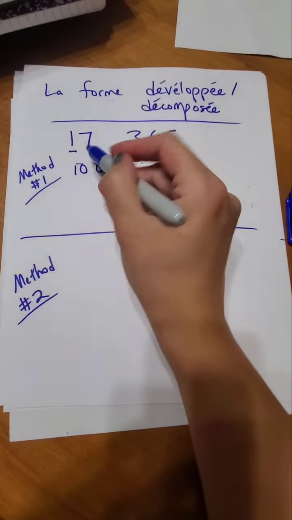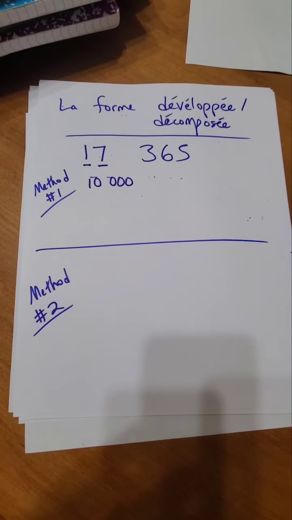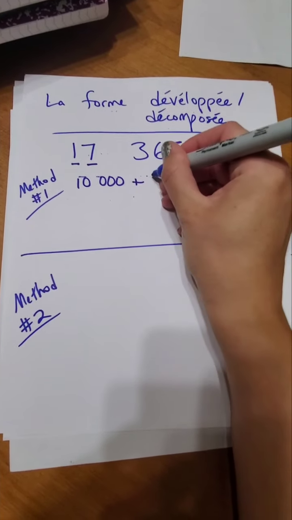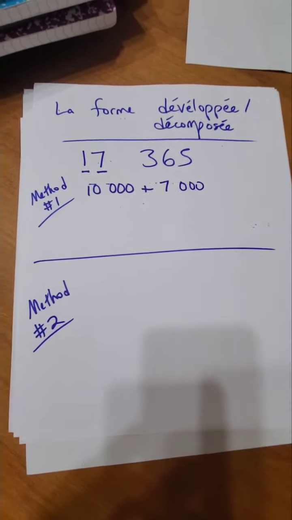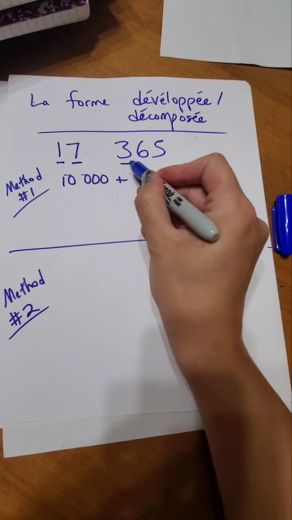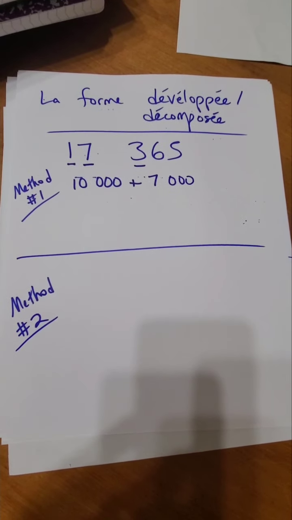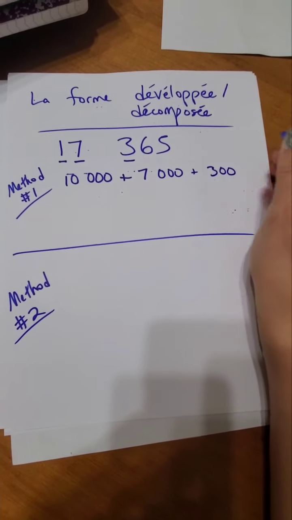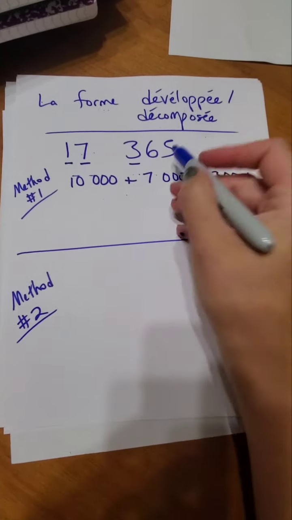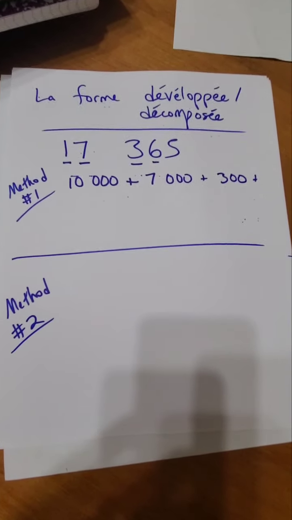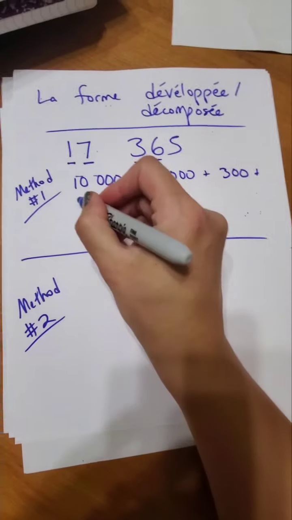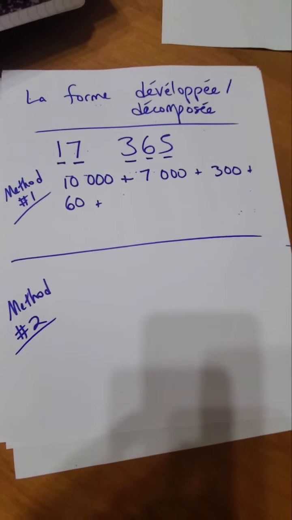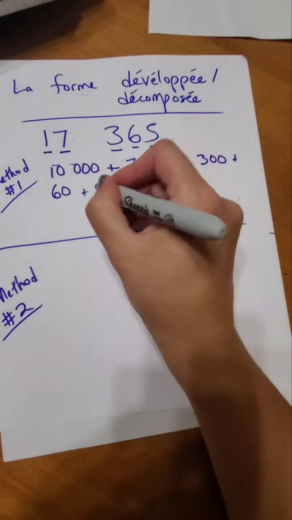Okay, next up we have this 7. So that's a 7 in the 1,000th place. So that means 7,000. Okay, next up we have this 3. That 3 is in the 100ths place, so that means it's 300. Easy peasy. Next up, we have the 6. That 6 is in the 10s place, so 6 groups of 10 is 60. And then finally, we have a 5 in the 1s place, so that's just plain old 5.